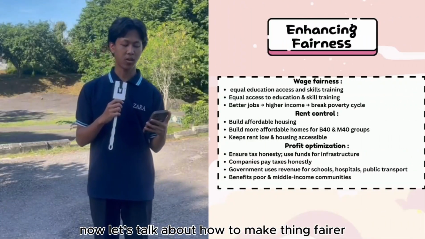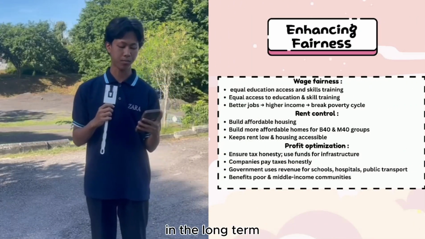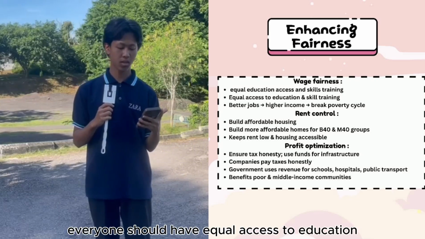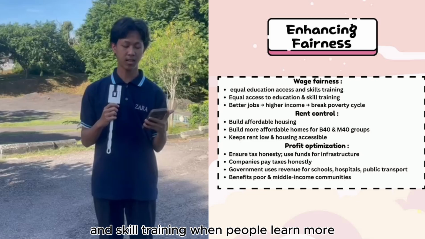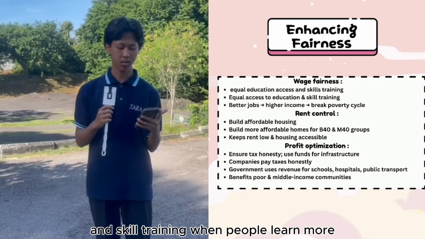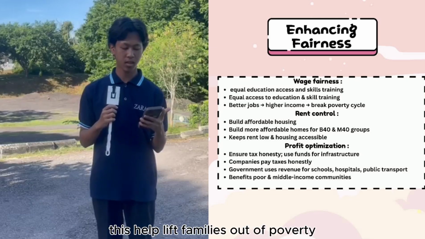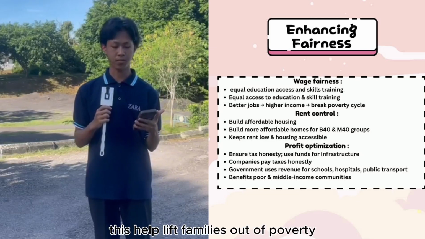Now, let's talk about how to make things fairer in the long term. First is wage fairness. Everyone should have equal access to education and skill training. When people learn more, they can get better jobs and earn more money. This helps lift families out of poverty.